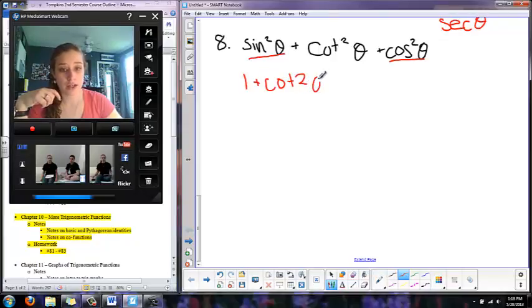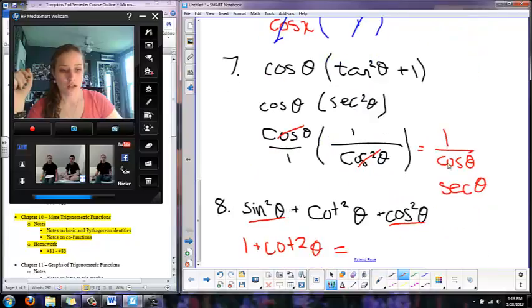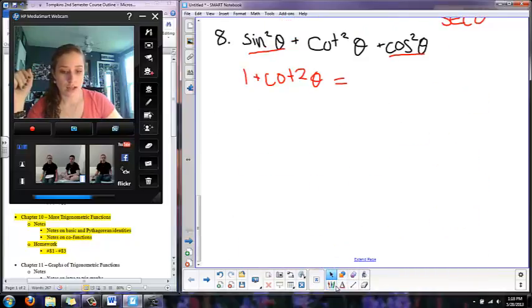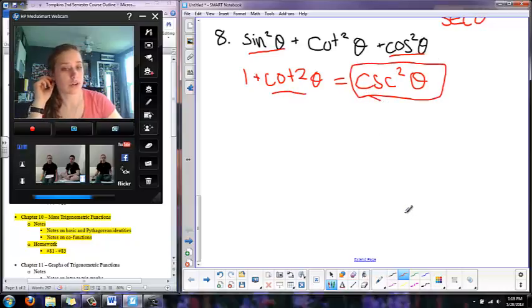Now I see a 1 and I see something squared, so I know it's another Pythagorean identity, and I'm going to go back to my sheet, take a look at which one it is. 1 plus cotangent squared theta is really equal to cosecant squared theta. So number 8 is really just equal to cosecant squared theta. And I also kind of knew that because when we were writing these out, I told you that the easy way to remember that one is that that identity has, you know, a C here and a C here. I don't know if that helps you, but that whole thing is equal to cosecant squared theta.